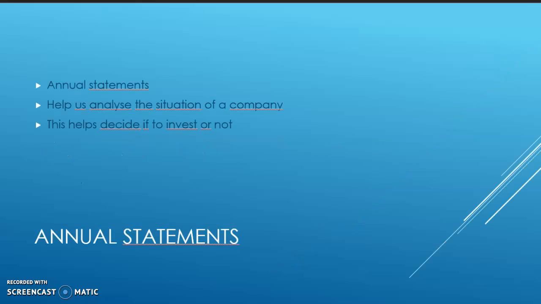Annual statements. Annual statements help us analyze the situation of a company. This helps us decide if we should invest or not. Yearly, a company gives out their annual report of their achievements and what they've been doing, and tons of information. And there'll always be a certain area where they show the balance sheet. And on the balance sheet, with certain key figure analysis, you can determine if the company is on a good level or a bad level.